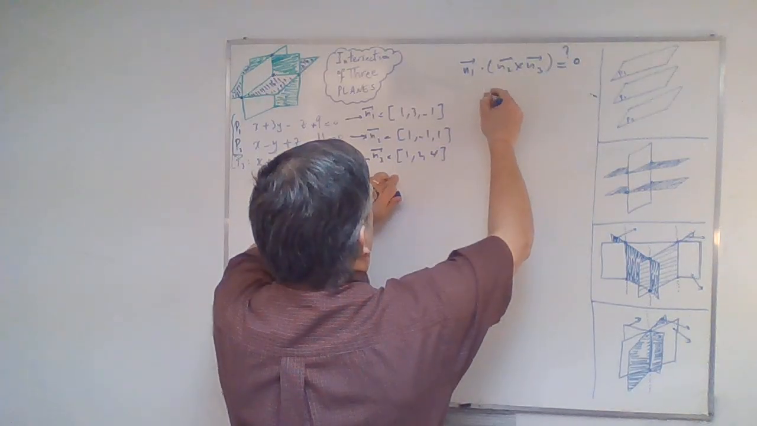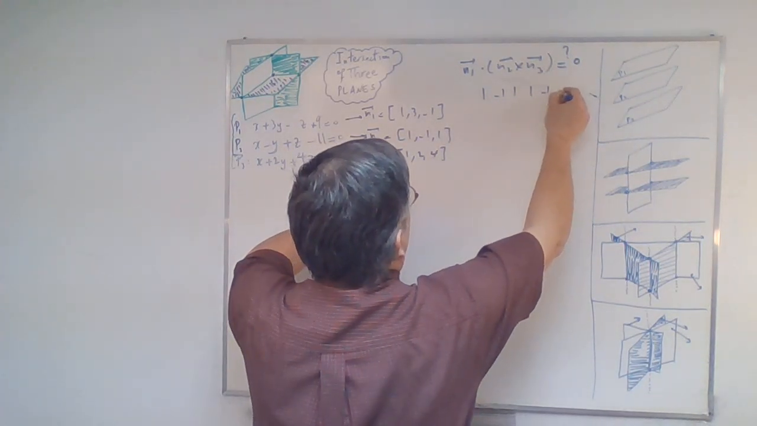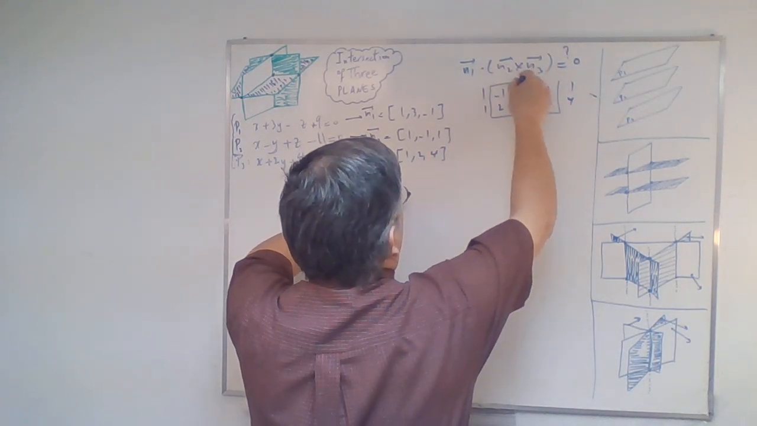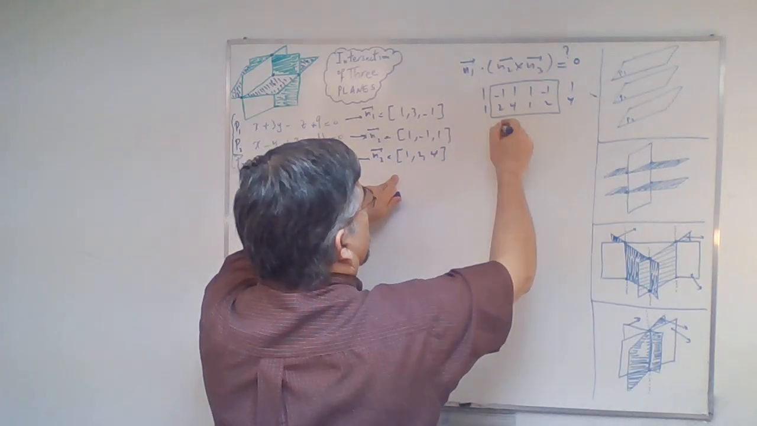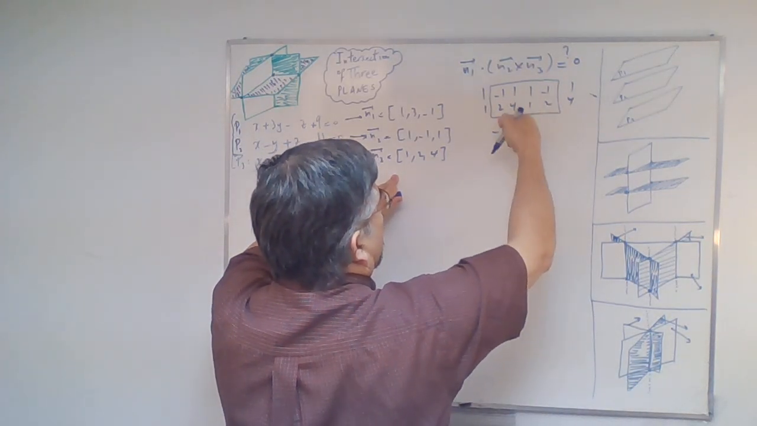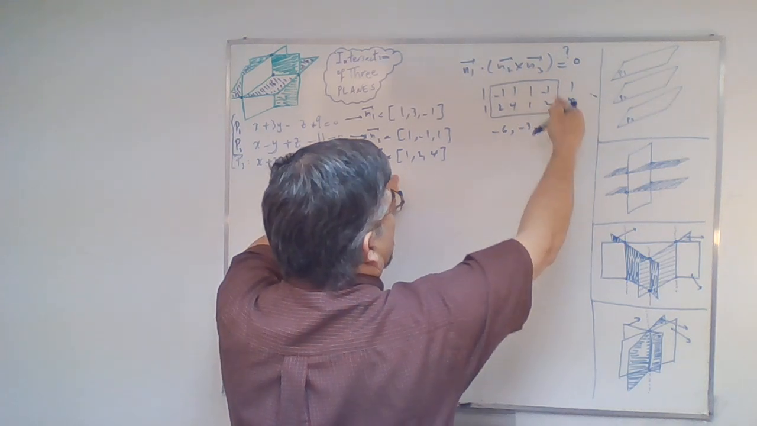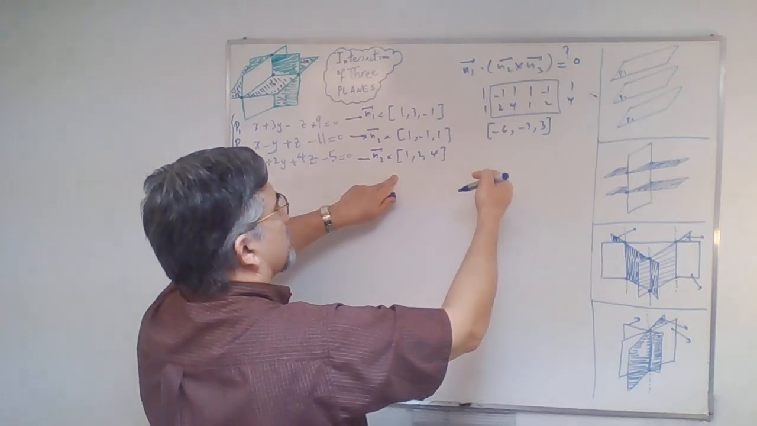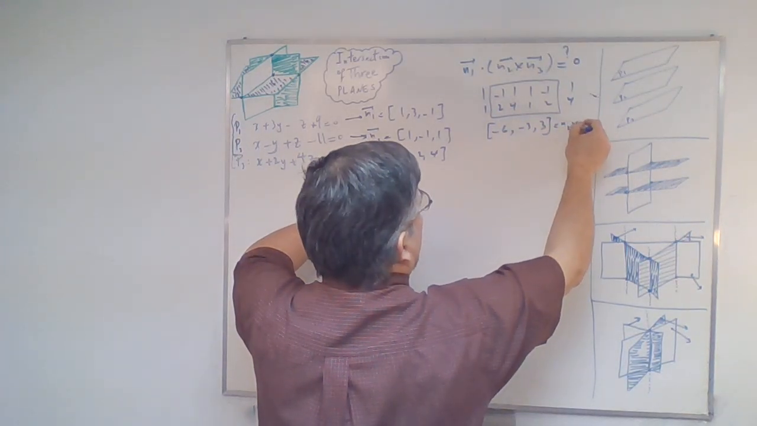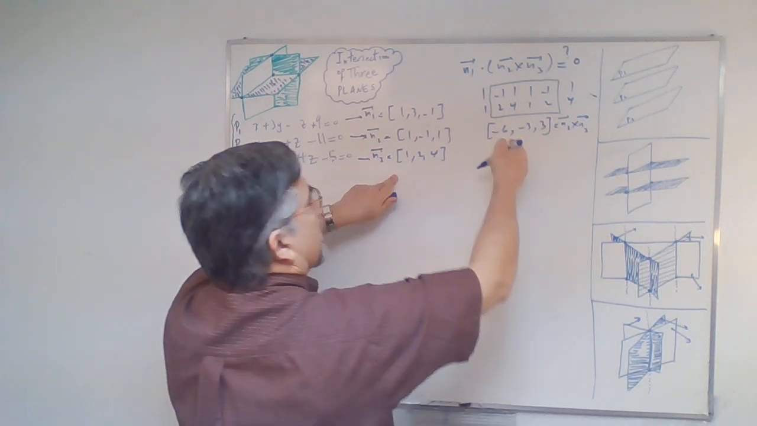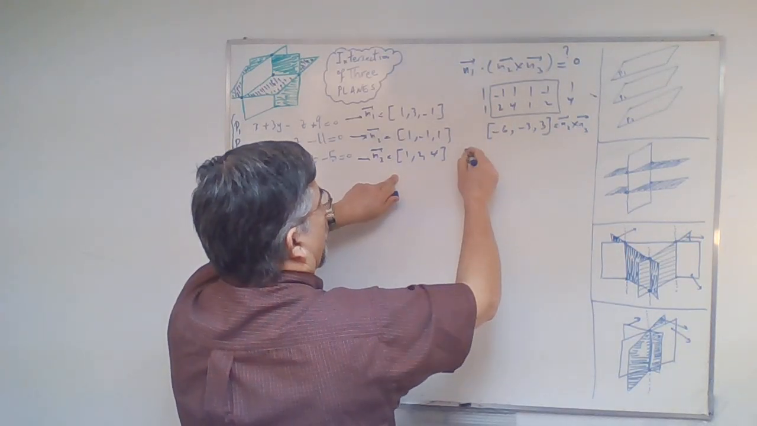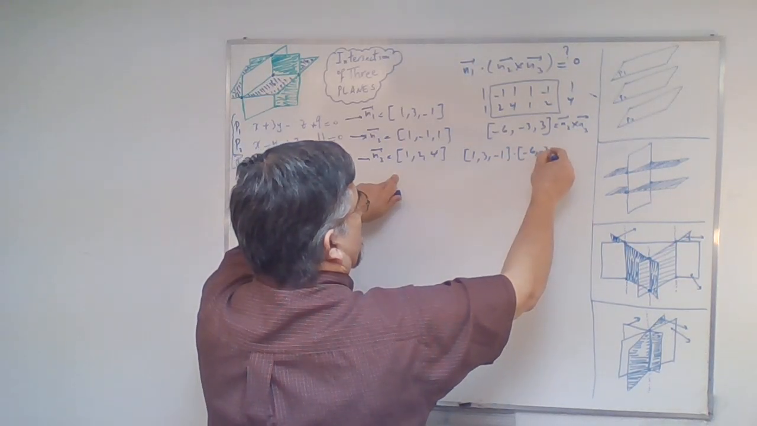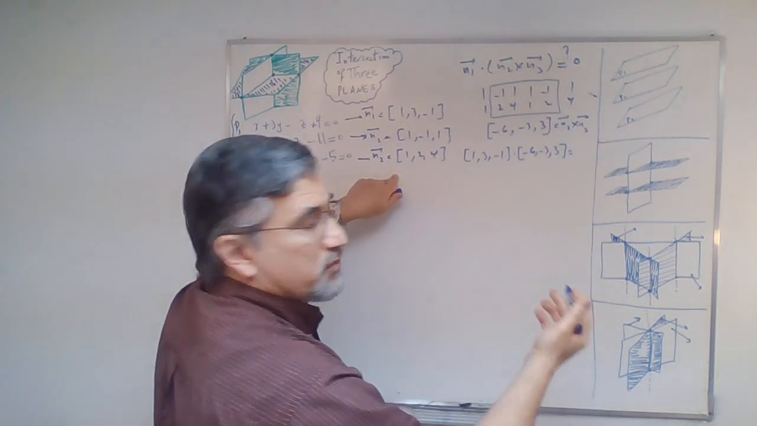So 1, negative 1, 1, 1, negative 1, 1, and 1, 2, 4, 1, 2, 4. We are finding the cross product of the vectors. So negative 4 minus 2 is negative 6. 1 minus 4 is negative 3. And 2 plus 1 is 3. So this is the cross product of vectors n2 and n3. Okay. Now I find the dot product of n1, 1, 3, negative 1, with this vector I just got, and now we just have to see what we get.